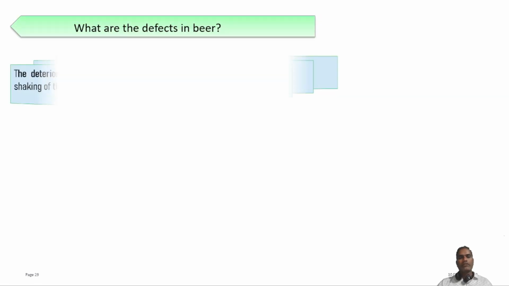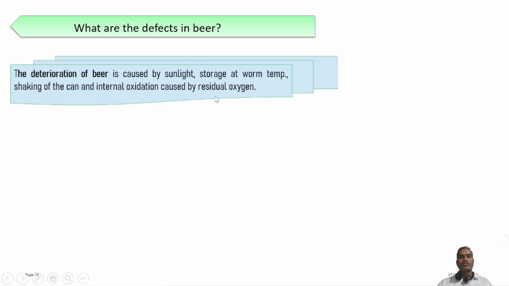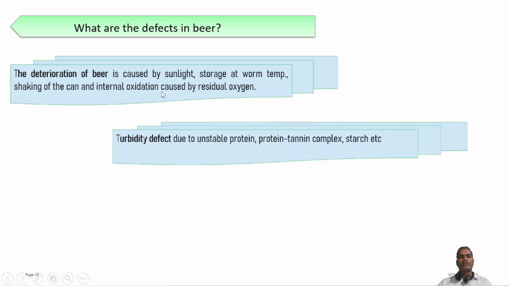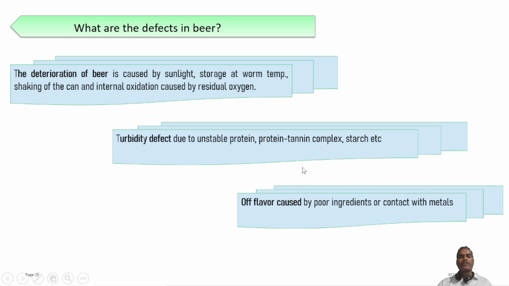What are the defects in the brewing system? The first one is oxidation due to storage in warm conditions or high temperature, which causes deterioration through the oxidation process. Then turbidity defects, due to a higher percentage of protein, protein-tannin complex substances, or starch in the final product. And the last one is off flavor, which is generated due to poor ingredients or brew contact with metals.